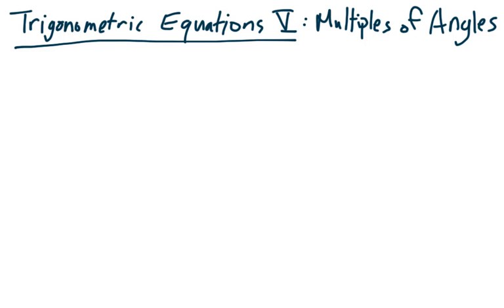Today we want to talk about trig equations again. This time we want to talk about multiples of angles. What do I mean by multiples of angles? I mean you're going to take an angle and multiply it by something. This is an equation where the input, the argument of sine, is a multiple of x.